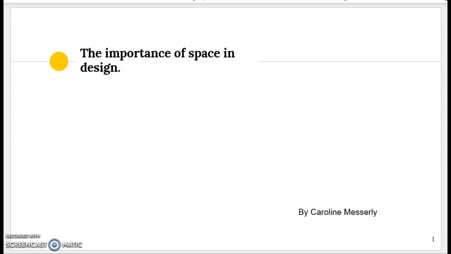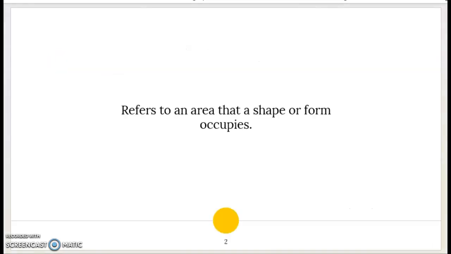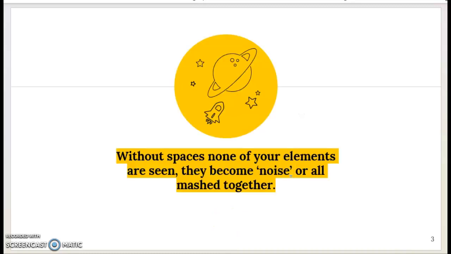So what is space? Space refers to an area that a shape or form occupies. So these words on the page are the shape or the form, and the space around it, all of the white space, is the area that the words occupy, so the space. So without space, none of your elements are seen, they become mashed together.